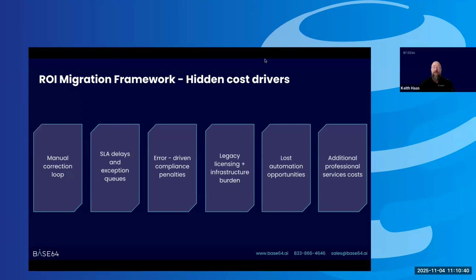You've got error-driven compliance penalties that could be on top if you're in finance and insurance. You have legacy licensing and infrastructure burden. You're staying with legacy OCR and not moving into the future because of the licensing. You have to continue to pay every single year for this type of accuracy, which then means you're losing automation opportunities.